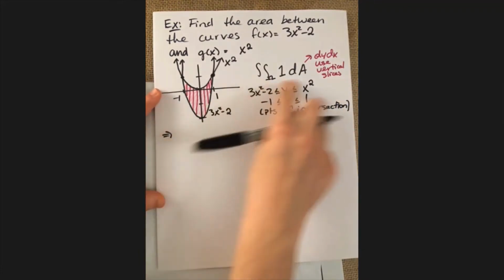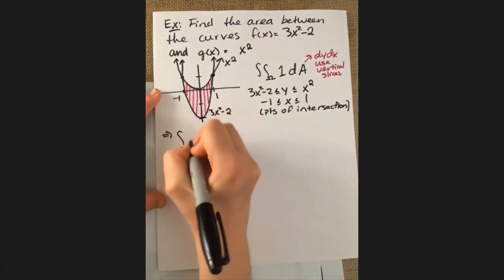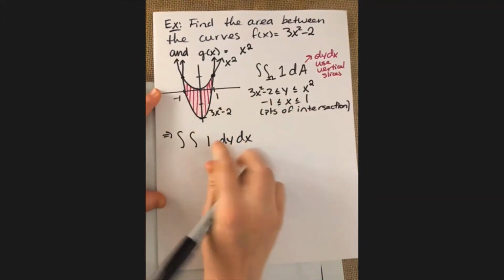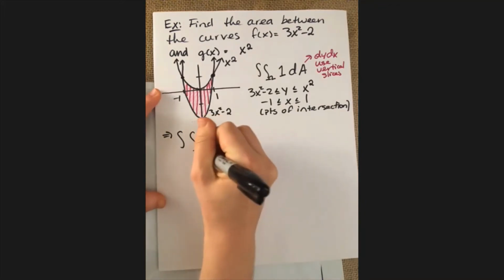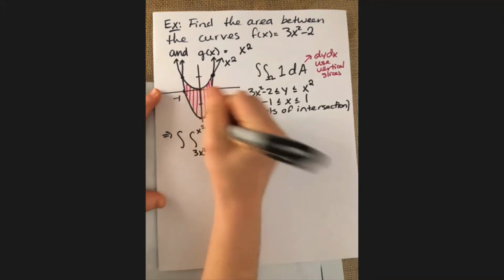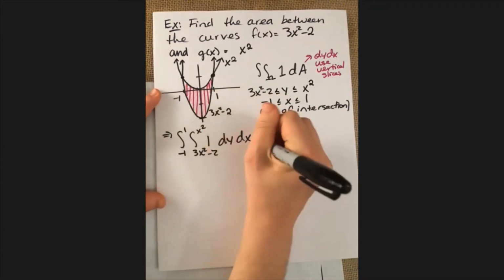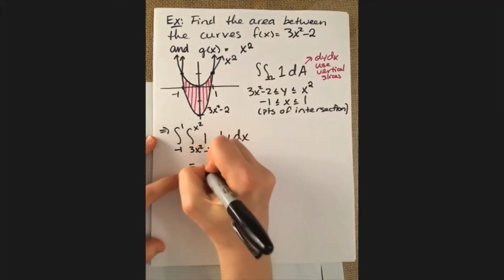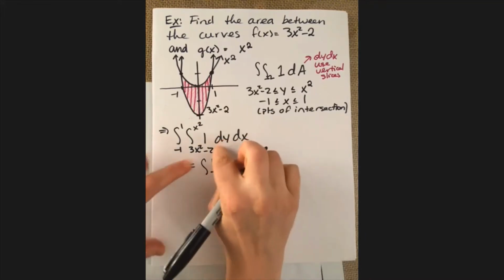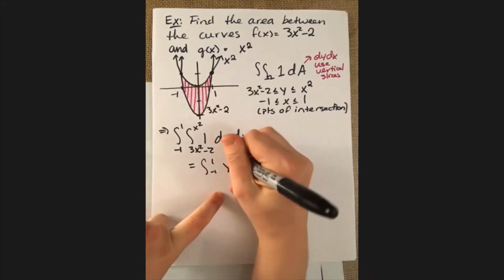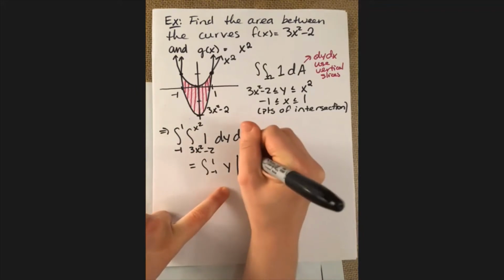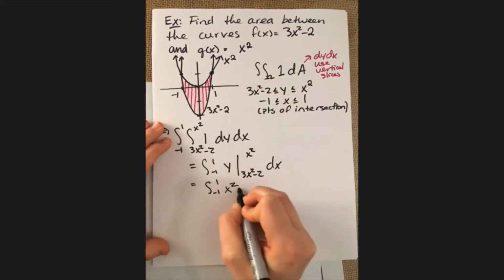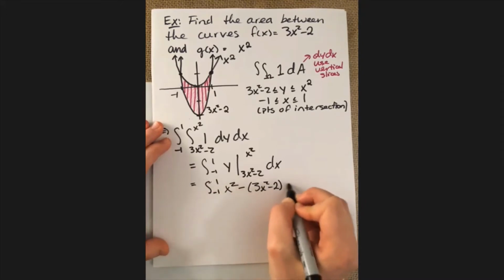Okay, so if I want to set up my double integral here, I'll set up the bounds first, and then we'll have the 1 dy dx. So dy is on the inside, so I need my y bounds on the inside: 3x squared minus 2 up to x squared, and then my bounds for x are on the outside. This one I will work in a little bit of detail because I want to emphasize something. We get -1 to 1, integrating with respect to y first. I get y evaluated from 3x squared minus 2 up to x squared dx, which gives me the integral from -1 to 1 of x squared minus (3x squared minus 2) dx.